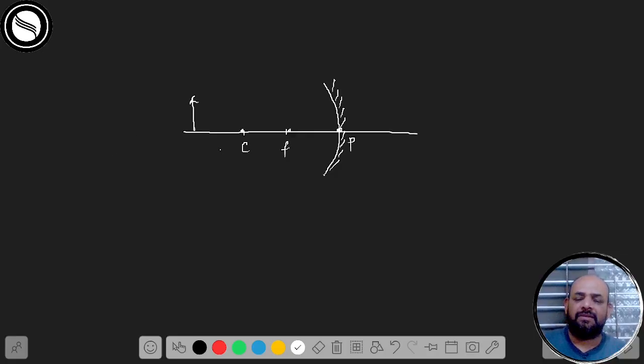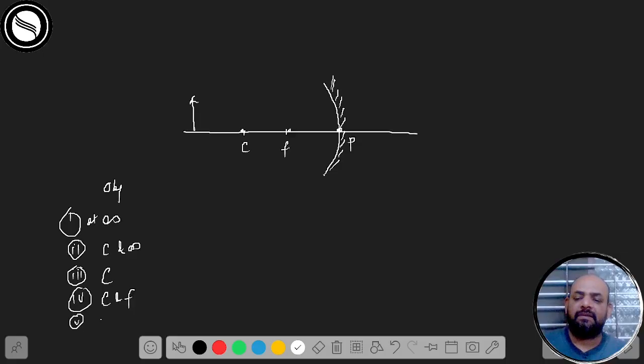Now how many situations are there? There are 6 situations. The first situation is when you place the object at infinity. Object position at infinity means the object is very far from the mirror. For the second position, you can place the object somewhere between center and infinity. This is the second condition. Then the third situation, you can place the object at the center. The fourth situation, you can place the object between center and focus.